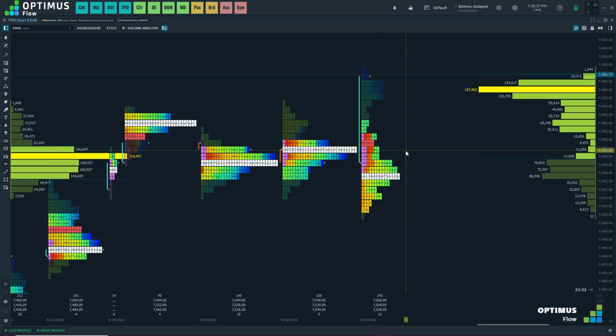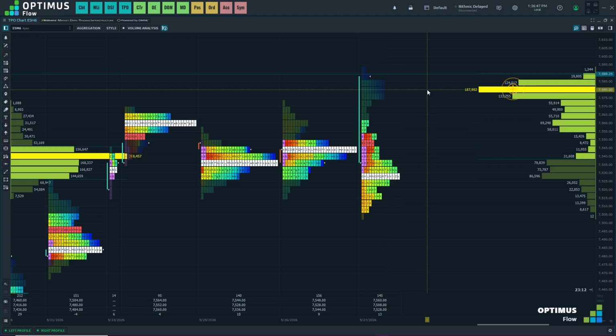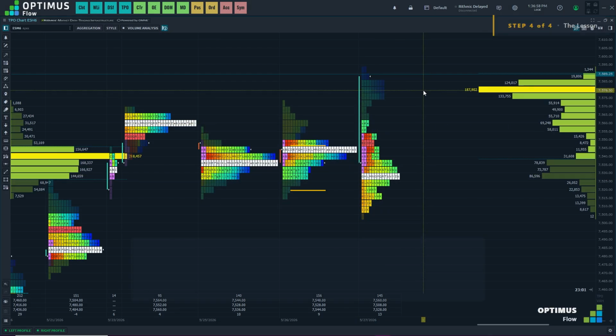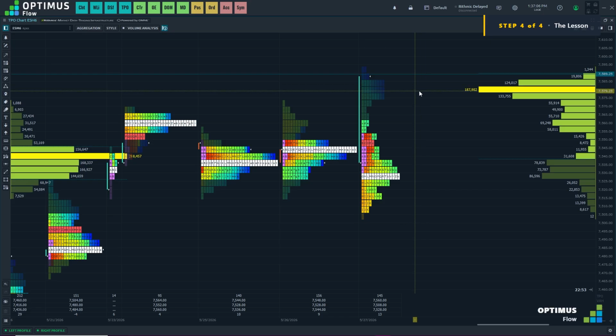But when you look at today, you can see that the market spent the majority of time around 75.27, but the majority of volume was traded at 75.80. Now that tells us something. That tells us that even though the market spent the most time in this area, the most volume was traded in this area. So what we may want to do tomorrow is mark these two levels and just observe how price reacts around this level going into tomorrow's session compared to this level on the TPO chart.